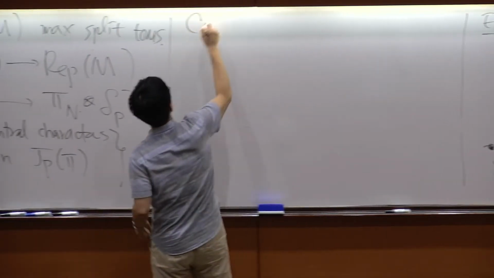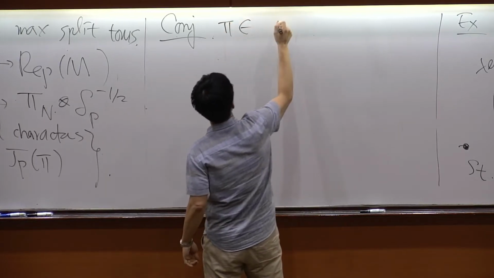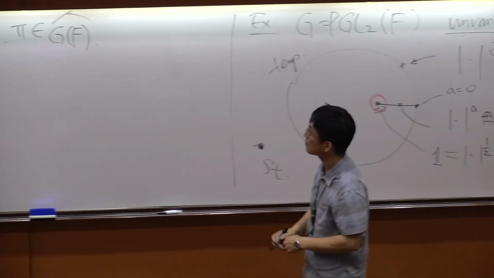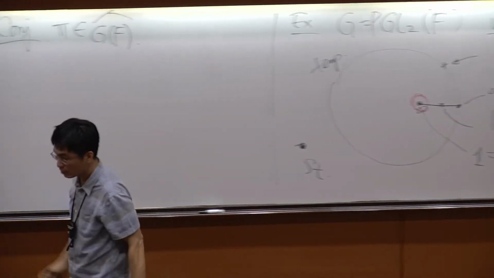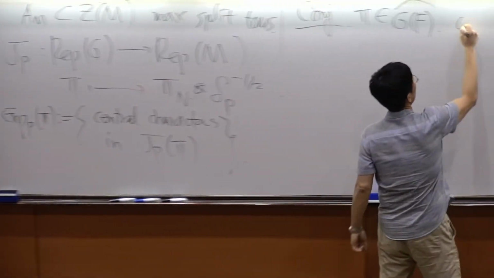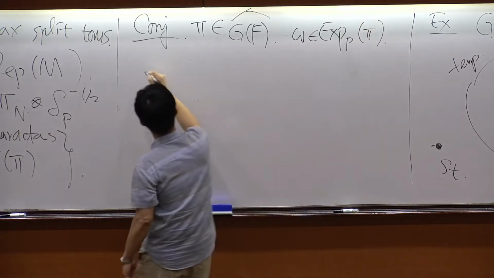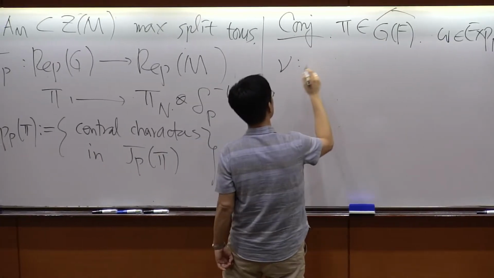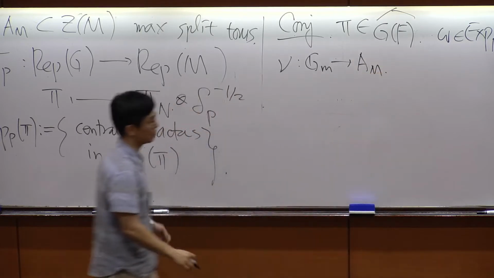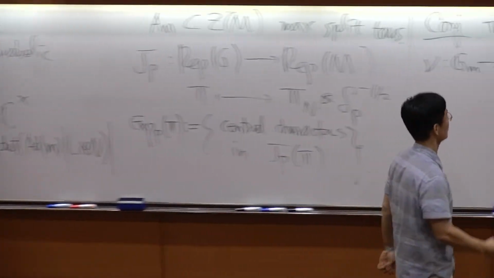And here's the precise form of the conjecture. So let pi be a unitary representation. And, well, I pick any exponent. And I take a co-character. In fact, I'll consider just an algebraic co-character, or actually a rational version of that is fine.